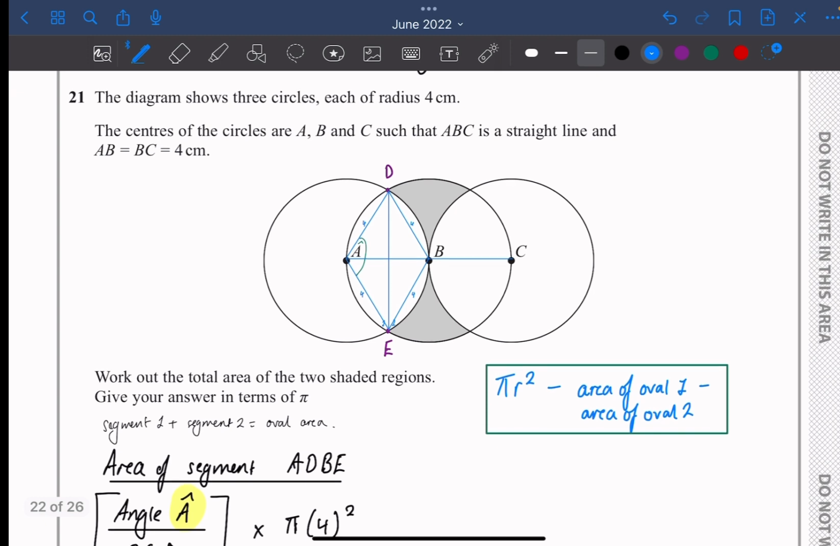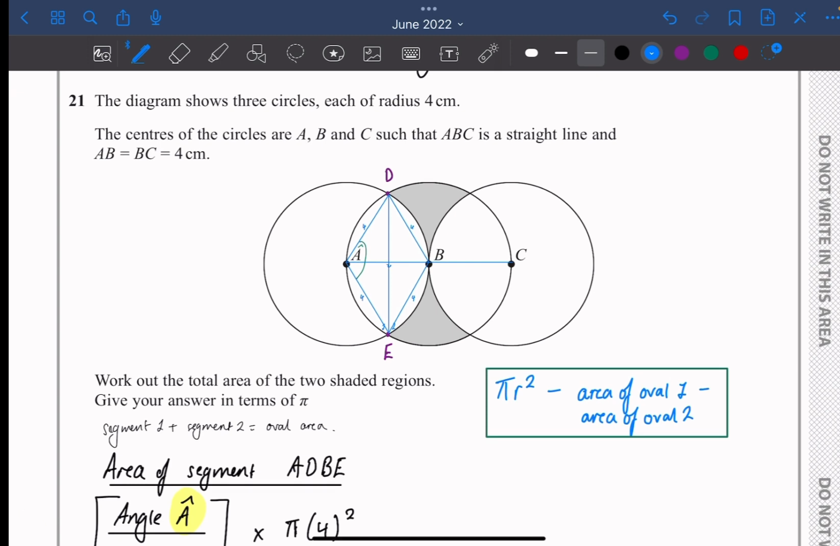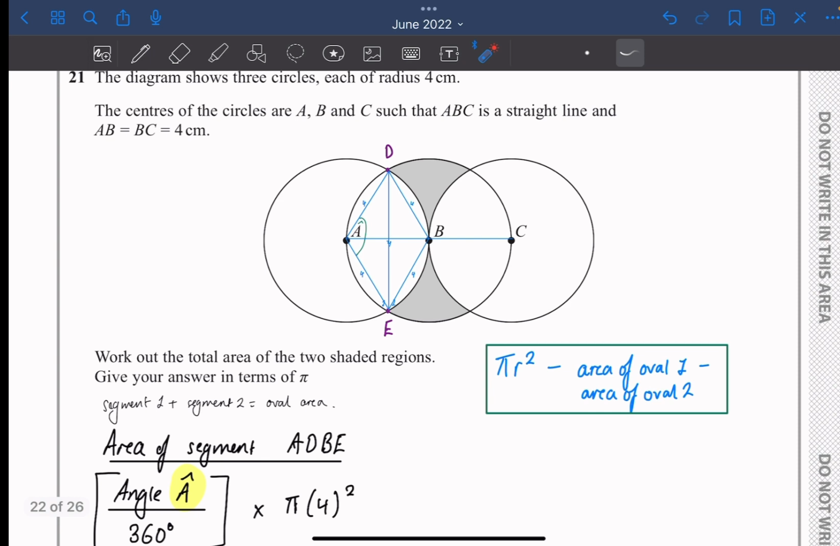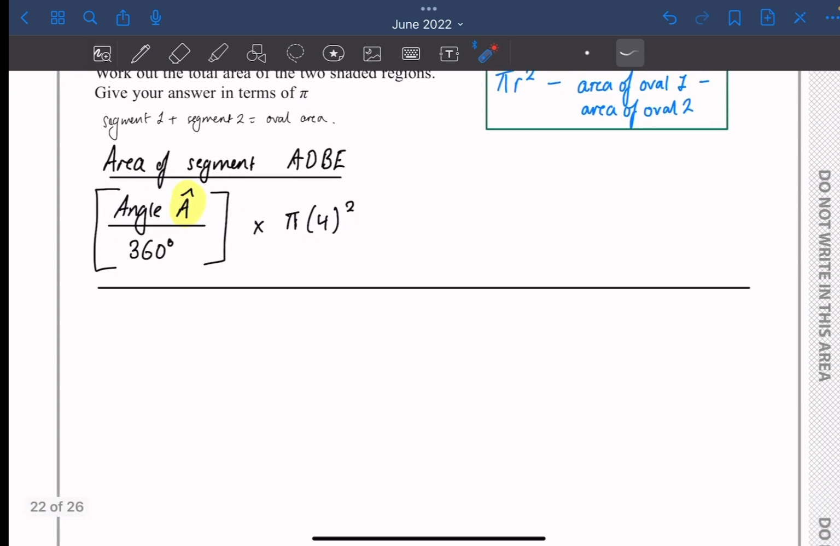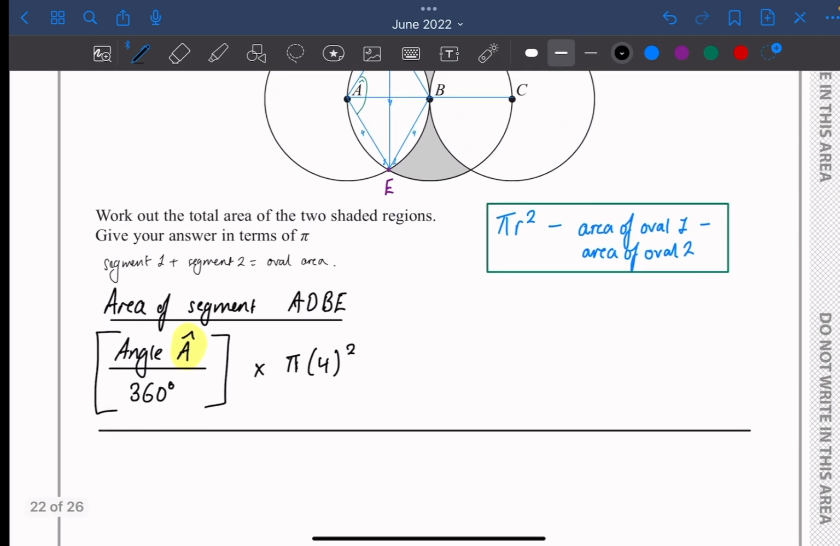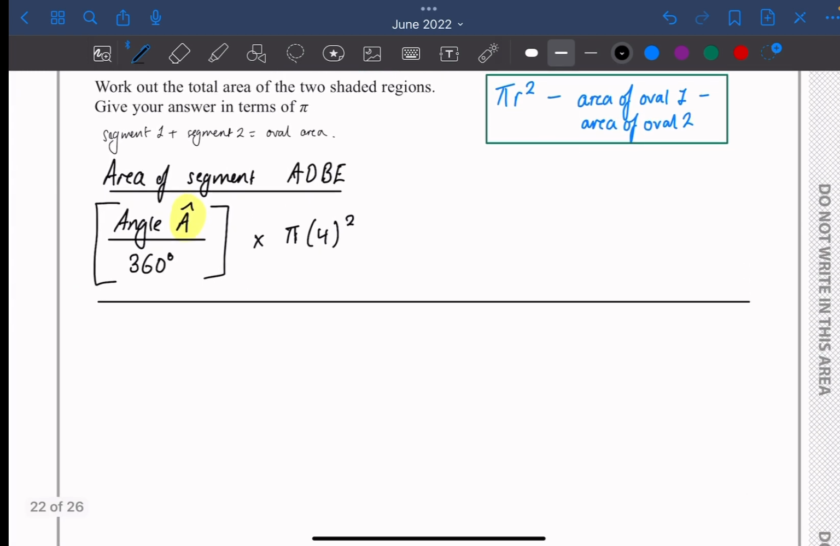So if everything has a length 4, then this DAB is an equilateral triangle. And as you know, angles in an equilateral triangle are all 60. So it's using a bit of knowledge that hopefully we would know from revision. But we can go ahead and write that out. Triangle DAB is equilateral.